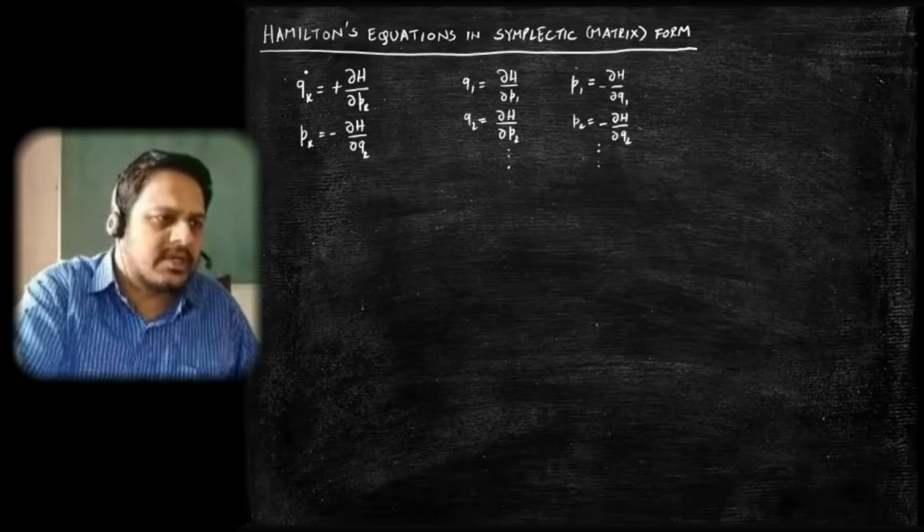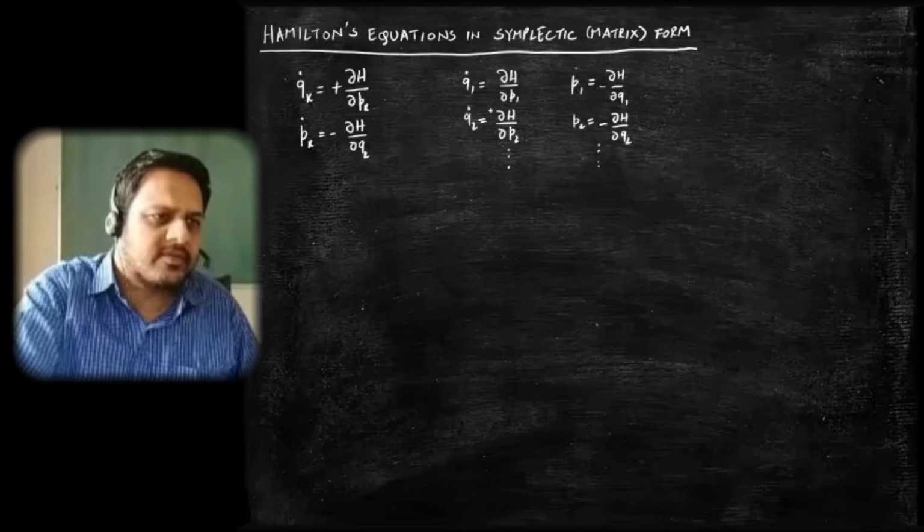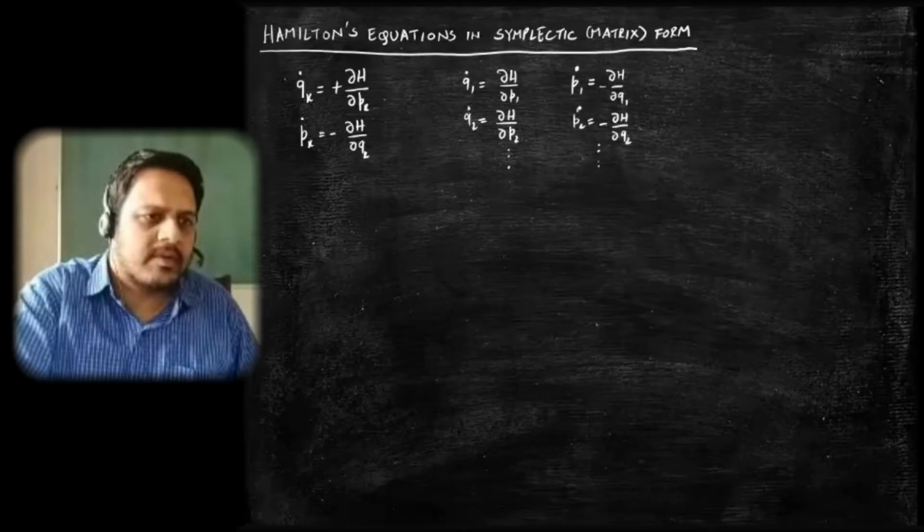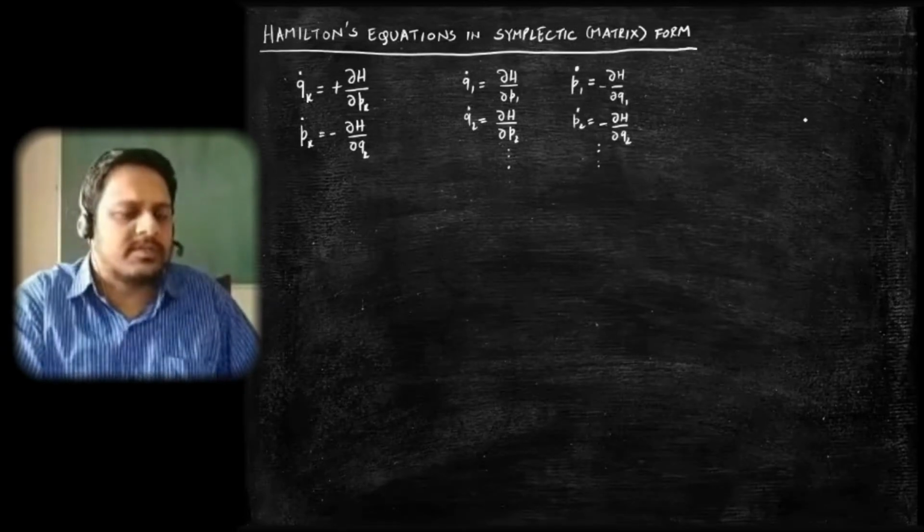My mistake, all the terms on the left hand side are time derivatives: q dot, p dot, etc. I know you know it, but it was a mistake.